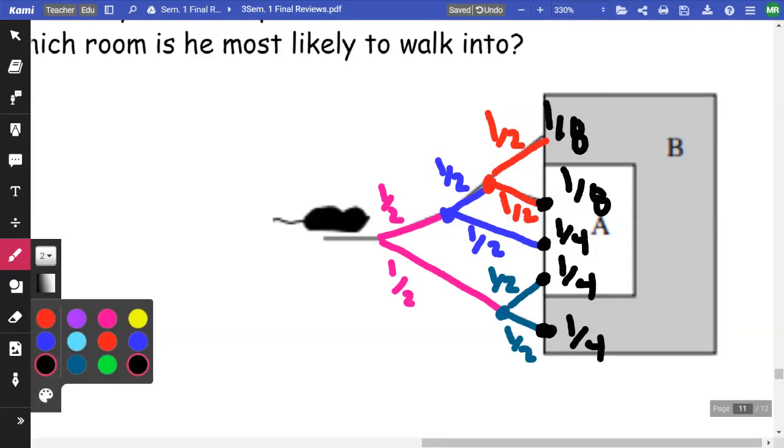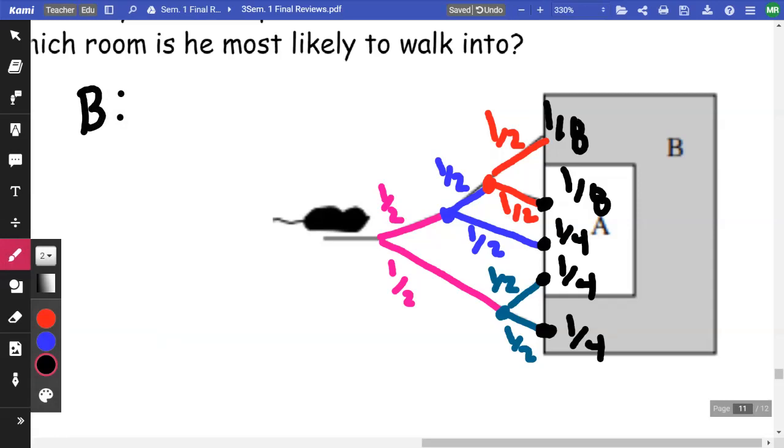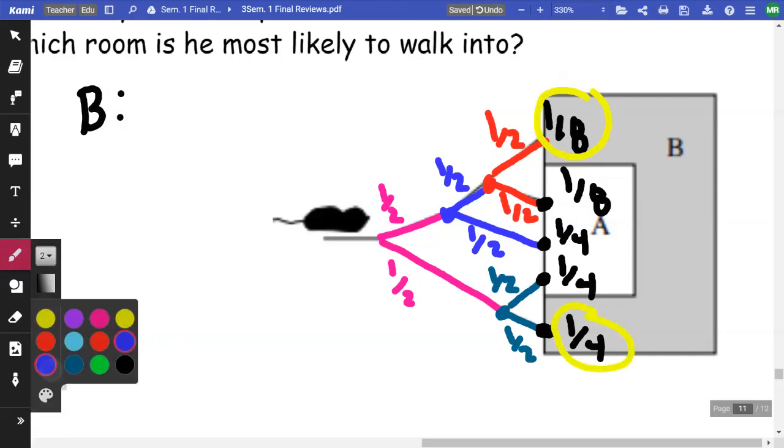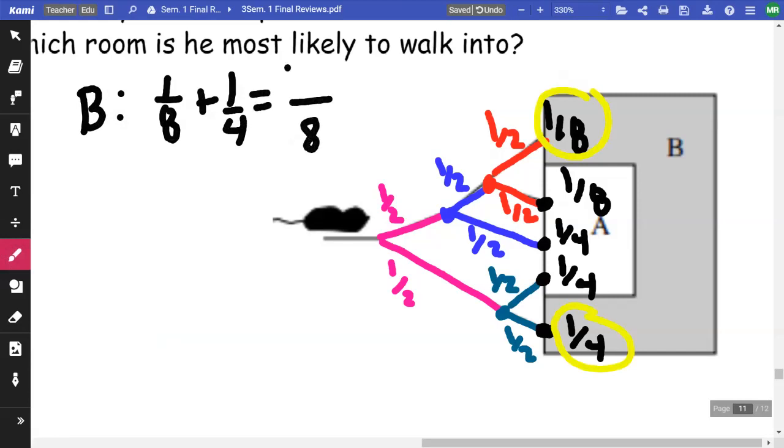So now, if I'm looking at B, let me circle in yellow. This is B, this is B. So I am going to be taking 1/8 plus 1/4, and if I get a common denominator of 8, that's a 1 plus a 2, so that's going to be 3/8.